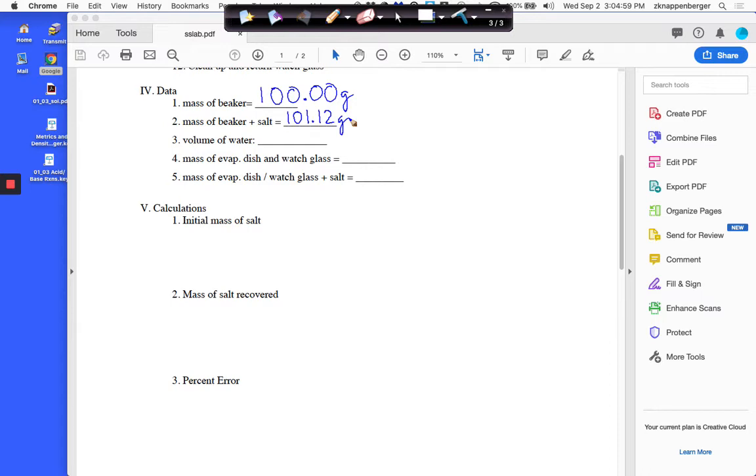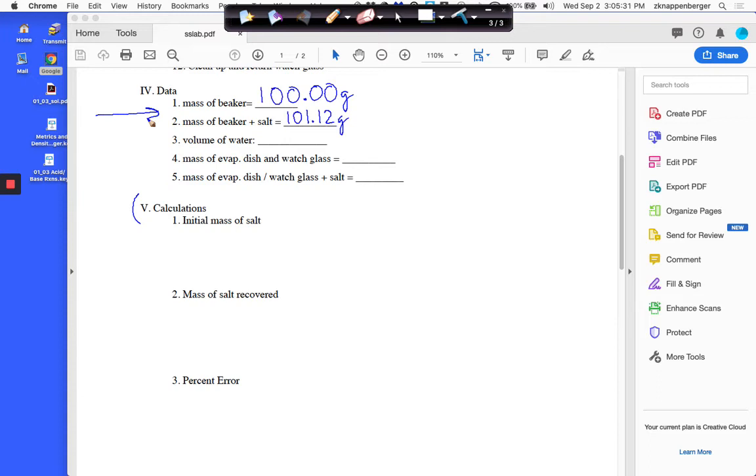Again, you'll fill out the rest of this data chart from having watched the video, but once you've collected all this data, the question then becomes, how do you do the calculations? I'd like to model for you the first calculation in this setup. So we're finding the initial mass of the salt. This was the salt that you initially placed in the beaker. In order to do this calculation, the mass of the salt is actually the difference between the mass of the beaker with the salt and the mass empty.